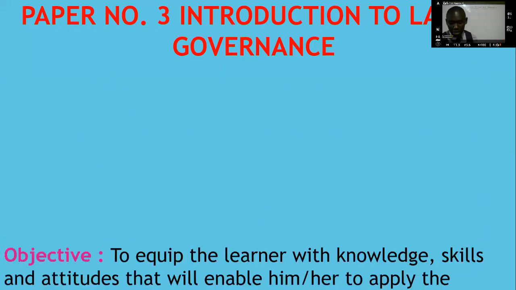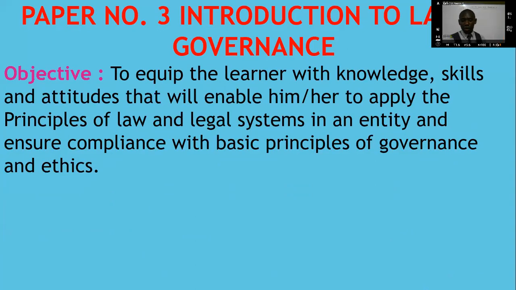So tonight we're going to look at the objectives for studying Introduction to Law and Governance. Our objective is to equip you, the learner, with knowledge and attitudes that are going to enable you to apply the principles of law and legal systems in an entity and ensure compliance with the basic principles of governance. So whichever entity you're going to work for, you will need some knowledge on introduction to law and governance so that you are able to make the right decisions and you're more competent with this knowledge.